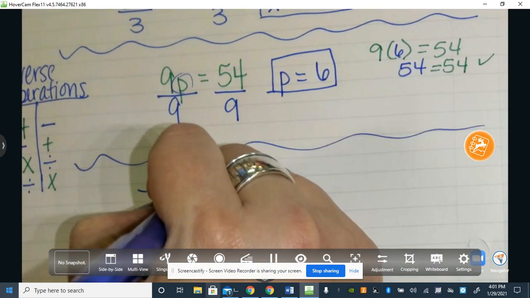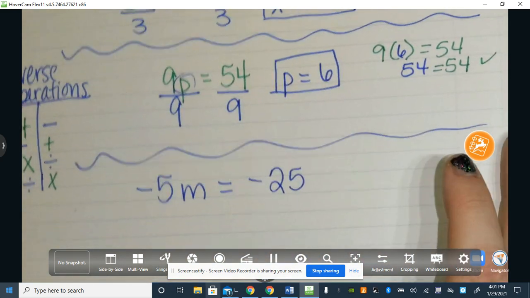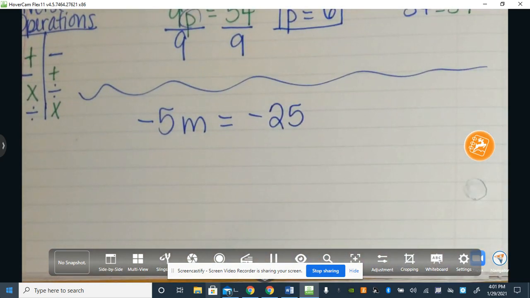Negative 5m is equal to negative 25. Okay, hey, equations don't discriminate. They're not all positive. Sometimes they throw negatives in there. So we've got to know how to get rid of negatives.